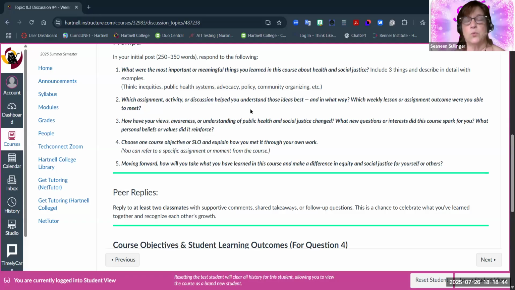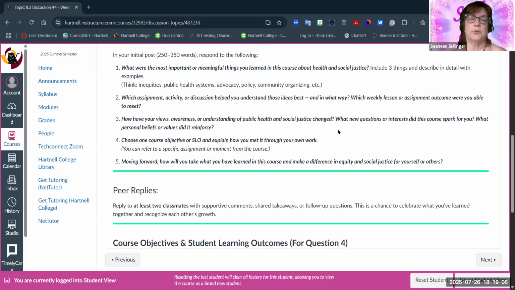How have your views, awareness, or understanding of public health and social justice changed? What new questions or interests did the course spark for you? Like maybe with the advocacy projects or writing your congressman or somebody, does that make you want to do more, explore more, or maybe look more closely at public health as a career choice, maybe even? What personal beliefs or values did it reinforce?